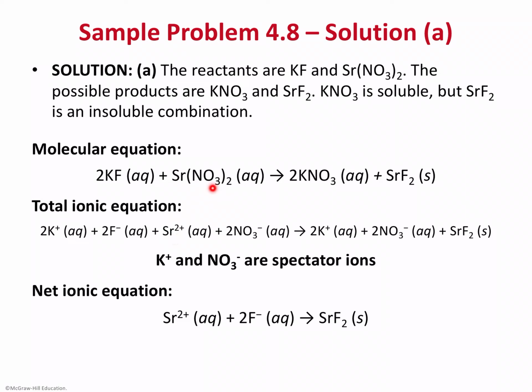There are 2 nitrate ions, you're going to write that, 2 nitrate minus, and then your yield arrow, and then aqueous potassium nitrate, 2K plus, 2 nitrate, and strontium fluoride, since it's a solid, you do not break it into ions. Okay, you're going to leave it as S, and this is your total ionic equation.